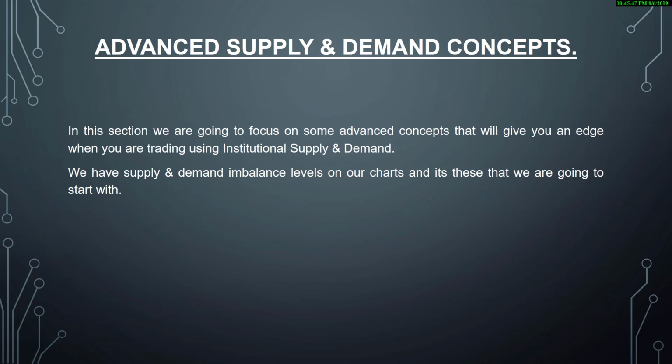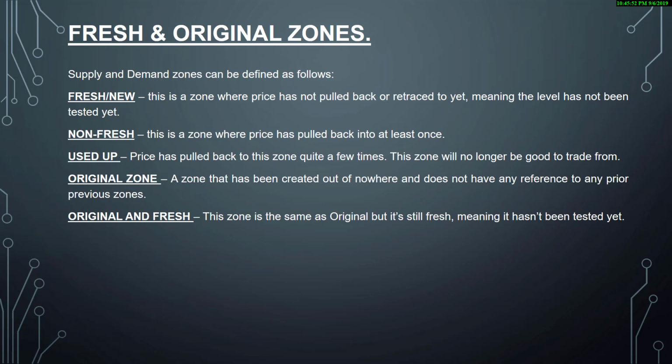let's continue. So firstly, we're going to talk about fresh and original zones. Supply and demand zones can be defined as follows. Number one, we've got what we call fresh zones, or basically new zones. This is a zone where price has not pulled back or retraced to yet, meaning the level has not been tested yet. I'll illustrate that as we go forward on the chart.